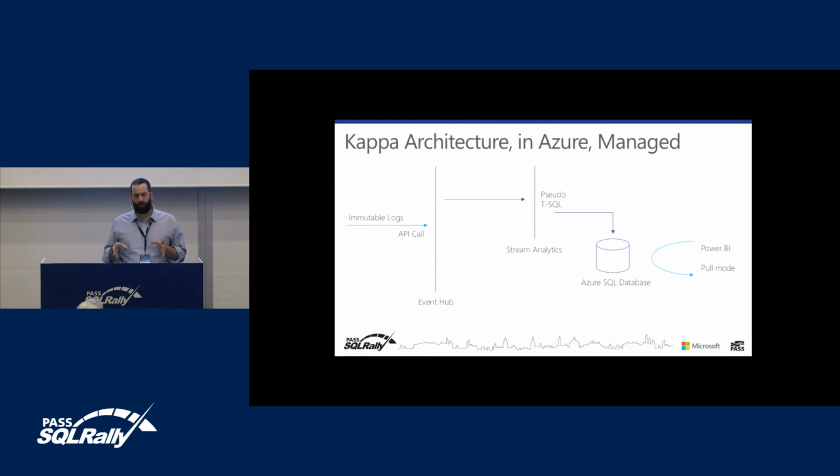I'm going to use a simple .NET application to push immutable logs via API calls. That's going to be stored in my Event Hub. Then I'm going to access them through Stream Analytics and push them to an Azure SQL database and see how we can query it with Power BI. Okay?